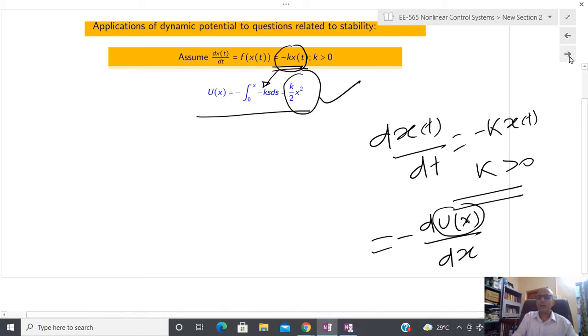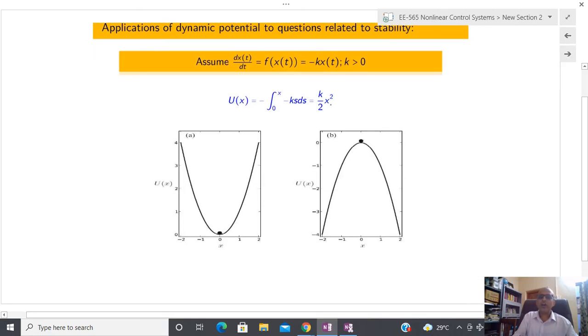Now you can draw the curve between u(x) and x, and you can see that I have some kind of parabolic curve in a two-dimensional plane. Now you can put a ball and give it some displacement. So, with the ball analogy, I can tell that the dynamical potential is related to stability.